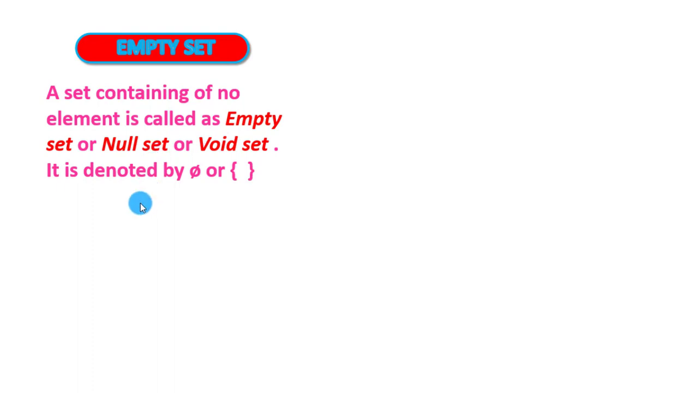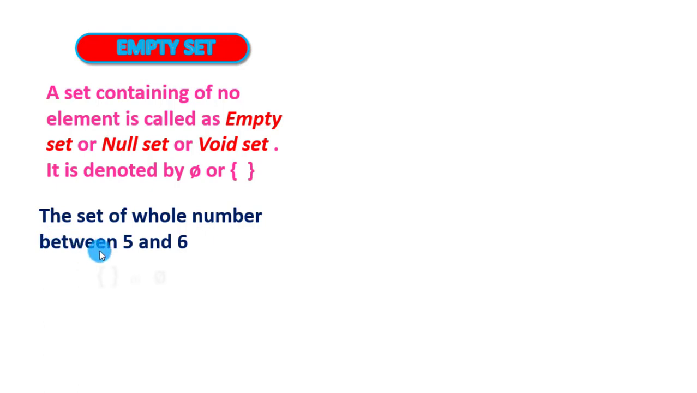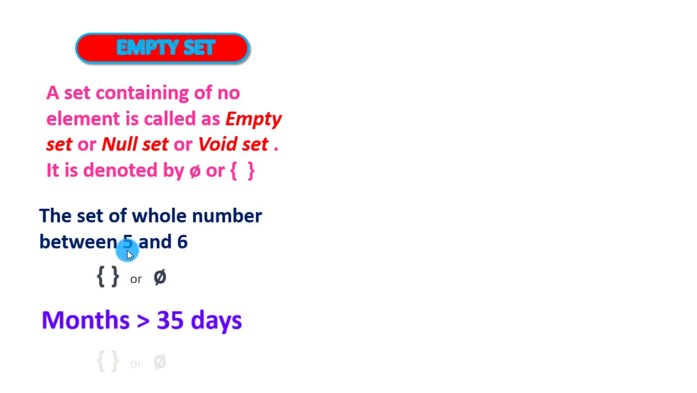Okay, shall we see an example? The set of whole numbers between 5 and 6. Between 5 and 6 we don't have any whole number. So the set is an empty set. We can define the empty set as curly brackets or by the symbol φ.